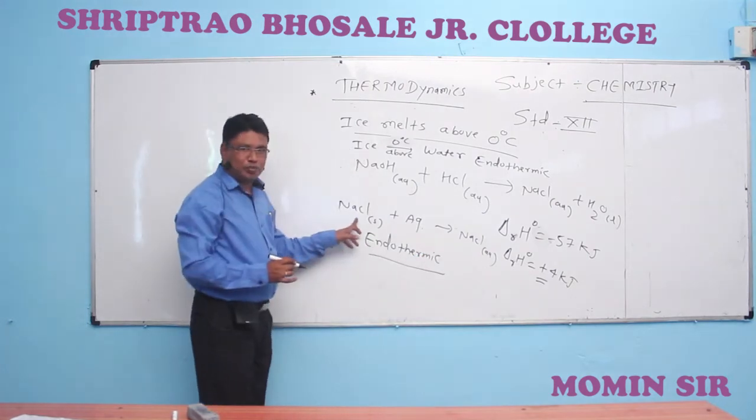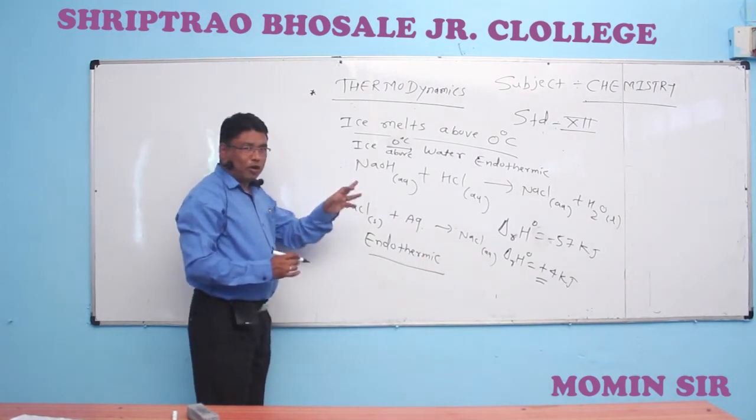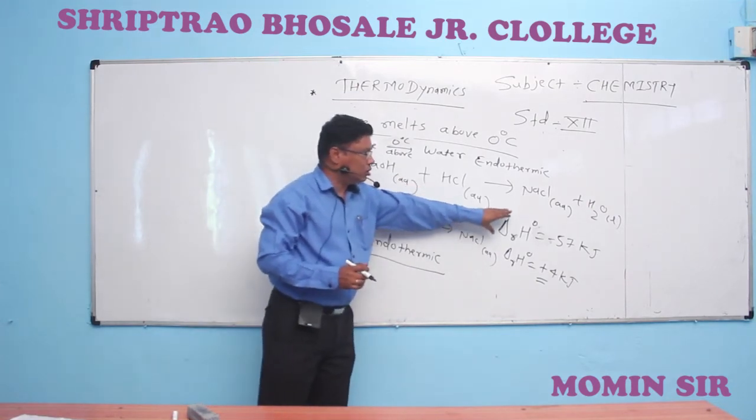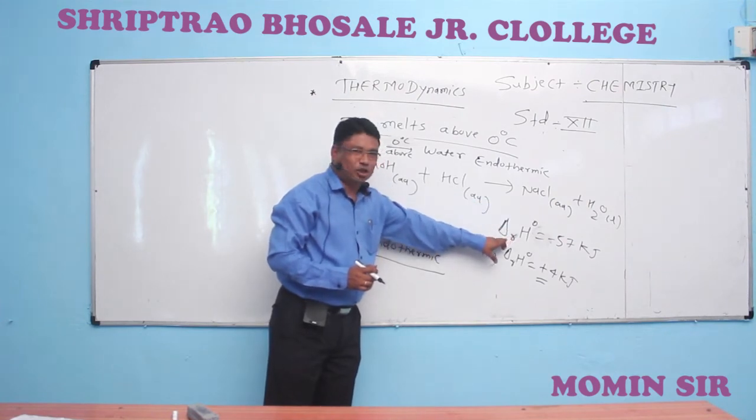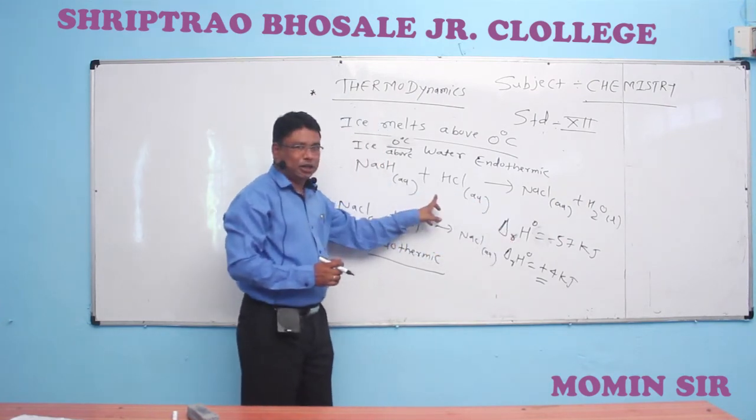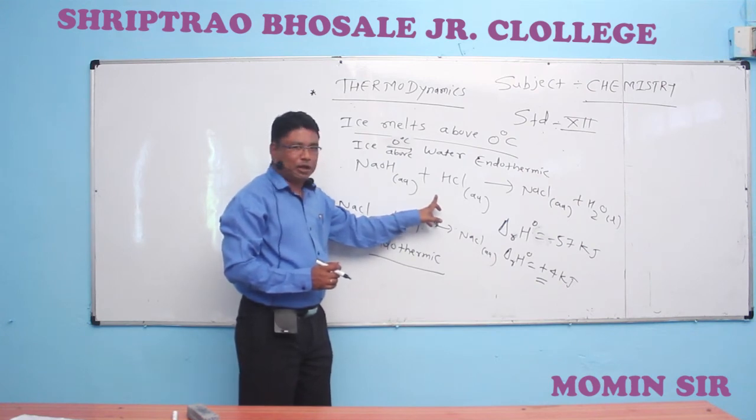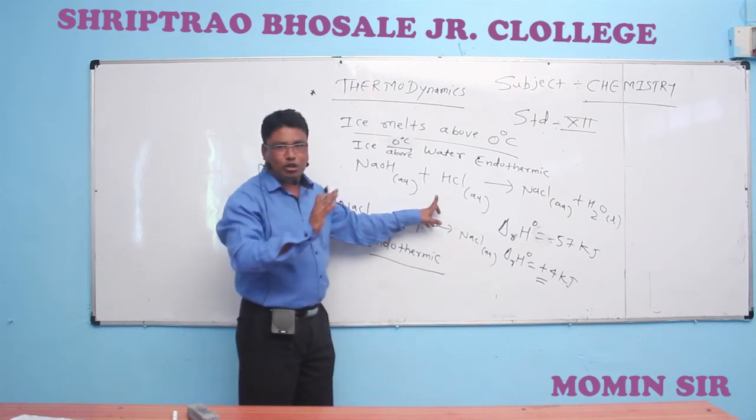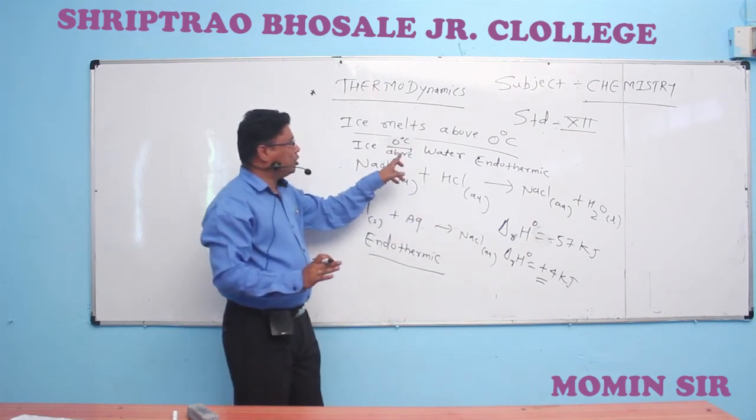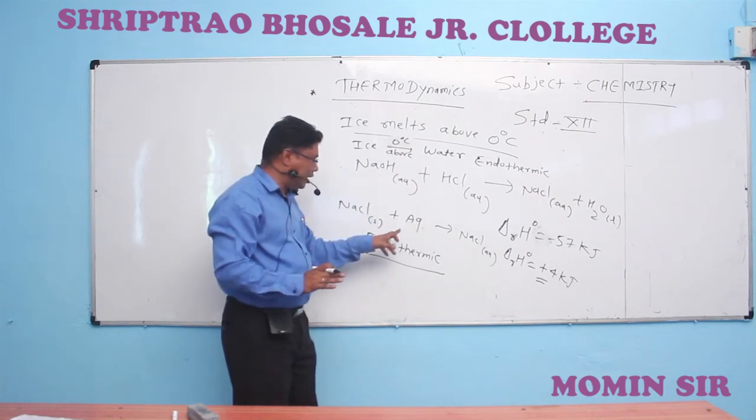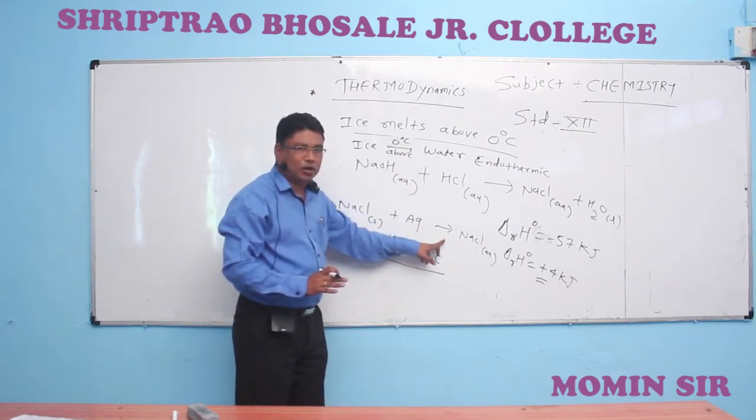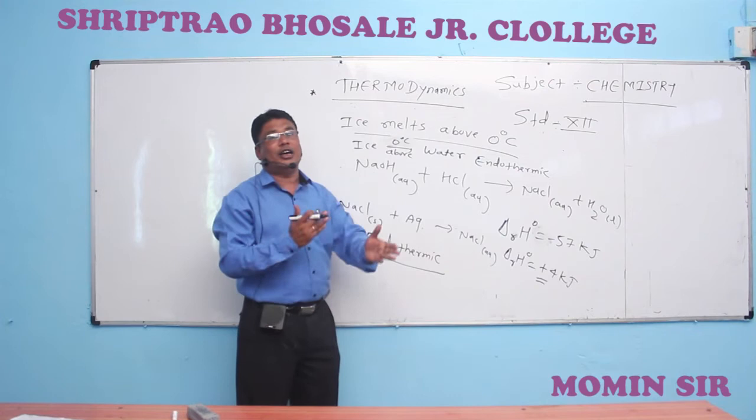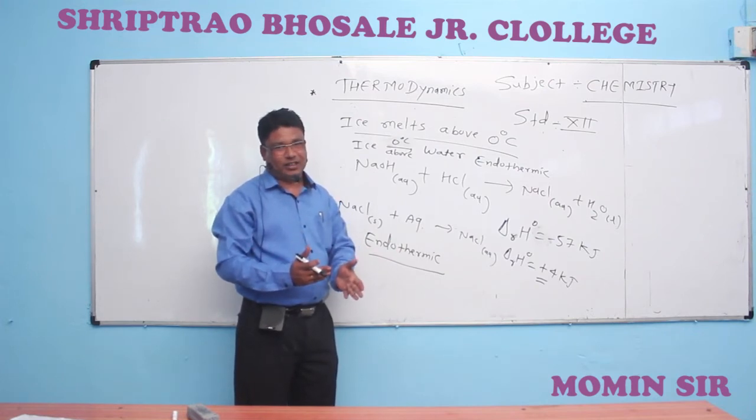Still it is spontaneous. What we want to know: first example, NaOH plus HCl gives NaCl plus water. It is an exothermic reaction. It is a spontaneous reaction. Means we can say that exothermic reactions are spontaneous. But it is not always true. Why? Because melting of ice and NaCl dissolved in water, both are examples of endothermic reactions, still they are spontaneous.